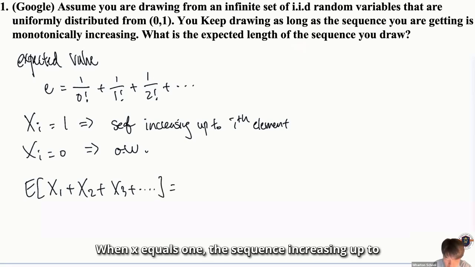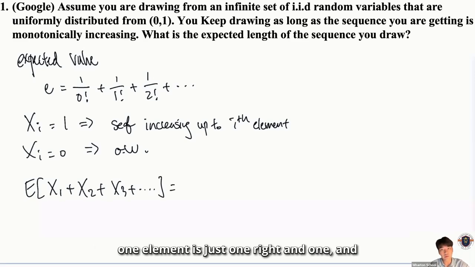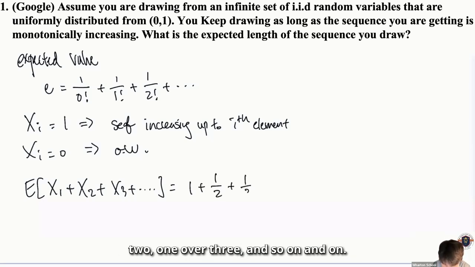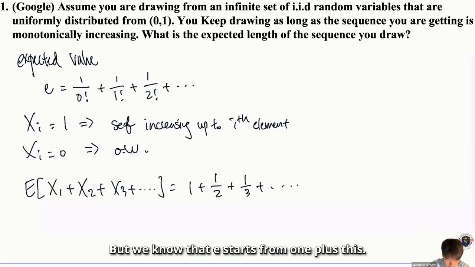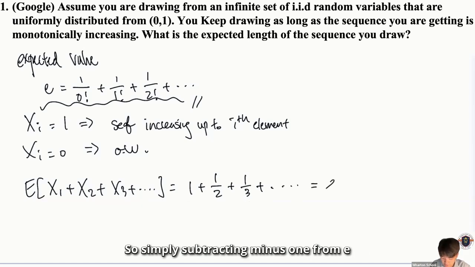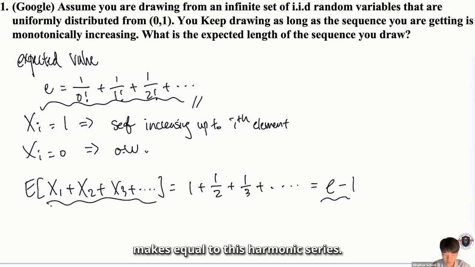When x equals 1, the sequence increasing up to one element is just 1, right? And 1, and then as it grows, it will keep decreasing, plus 1 over 2, 1 over 3, and so on and on. So this sum represents the harmonic series, which is related to the natural logarithm function. But we know that e starts from 1 plus this. So simply subtracting 1 from e makes it equal to this series.